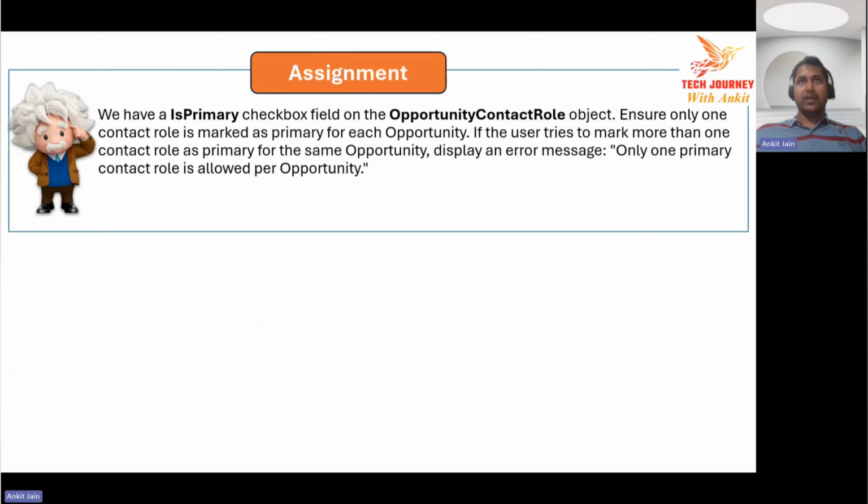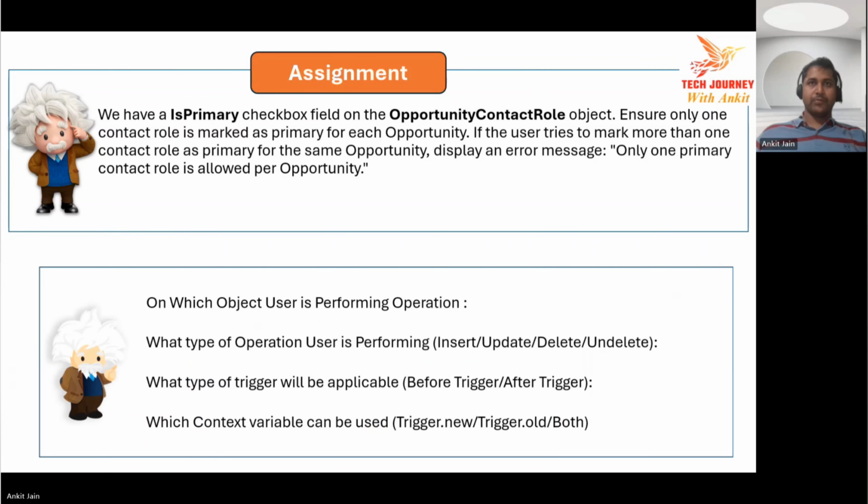What is the assignment? We have is primary checkbox field available on the opportunity contact object. We have to make sure that only one primary contact is marked for each opportunity. In case more than one primary contact is marked for each opportunity, then we have to give the error message. Like we always do, we try to answer this 4 questions. If you are attempting it, this assignment, please put your answer in the comment section as well.